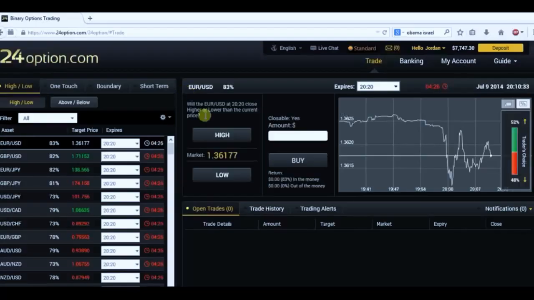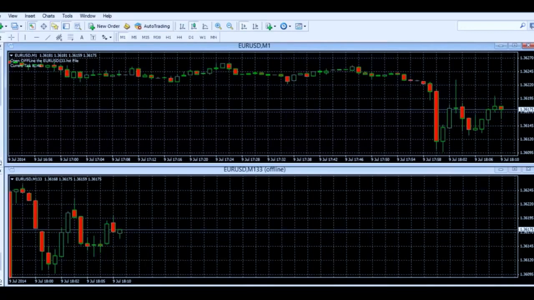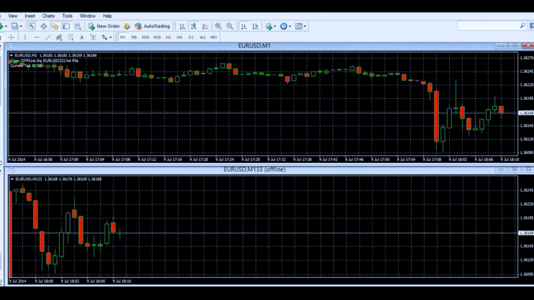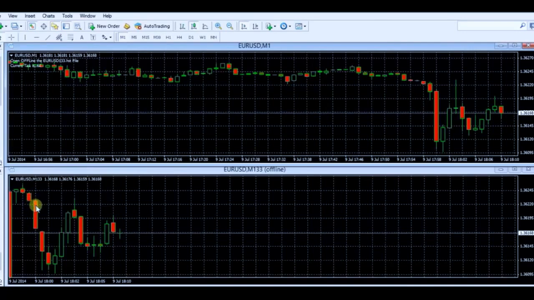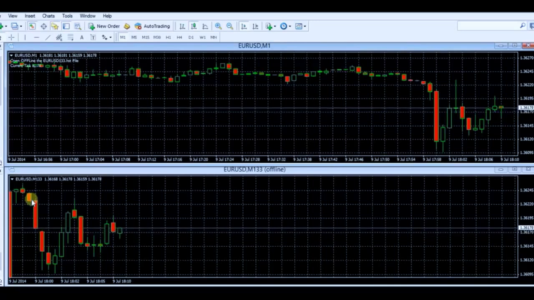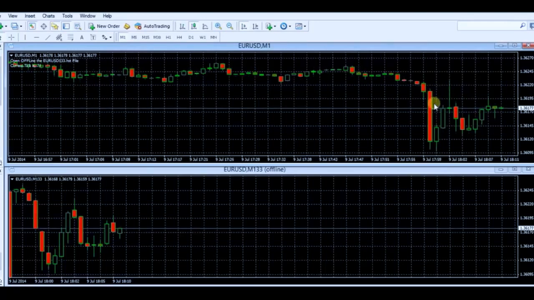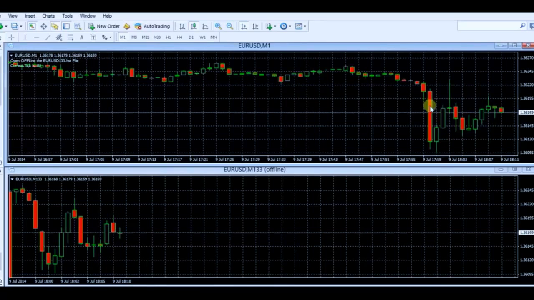So I have here my 24Options account ready for me to trade. Going to make a $500 trade, but I'm not going to make the trade obviously until I have confirmation of the trend. And what do I mean again by confirmation of the trend? You're looking for the same production and the same development of candlesticks, both in the 133 tick chart and also in the M1 60-second candlestick chart.